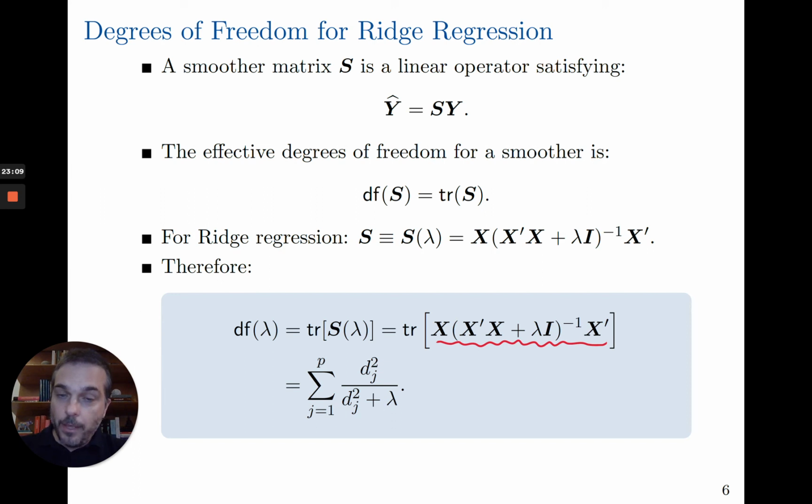On the other hand, if lambda goes to 0, what we have is that this will be negligible, so this ratio will be 1, and the degrees of freedom will be exactly what? P. The number of coefficients that we're estimating. That's exactly the number of degrees of freedom of a linear regression in low dimensions estimated by ordinary least squares, OLS. Okay? Bingo. So it makes perfect sense.